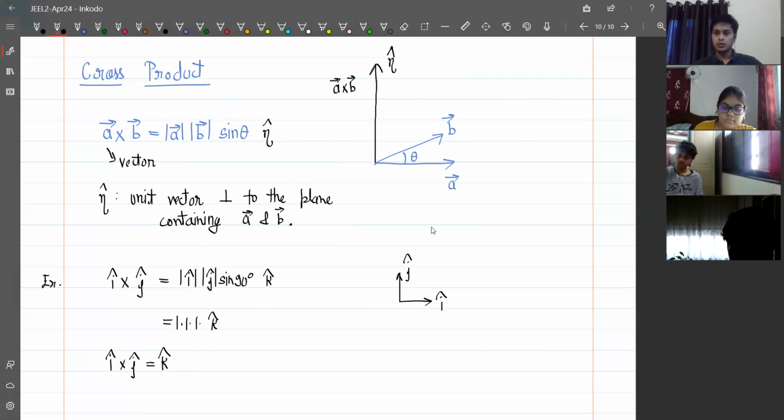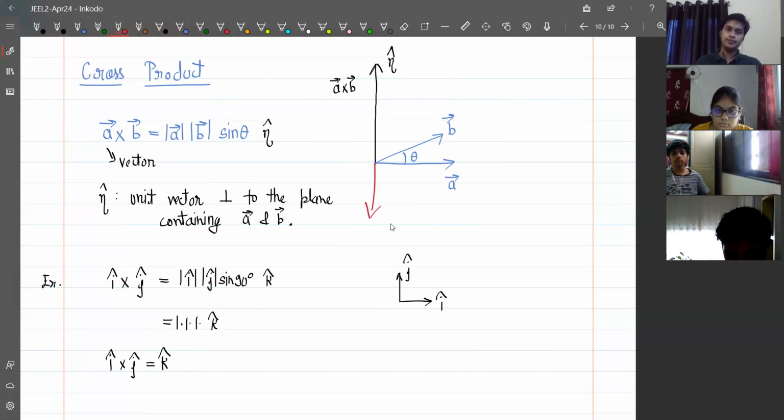Okay. So how do we find out the direction of eta cap? Means two vectors perpendicular to A and B can come. A cross B can go this way, or it can go the opposite direction. But the second one is not right. This is wrong. So how do we find out?